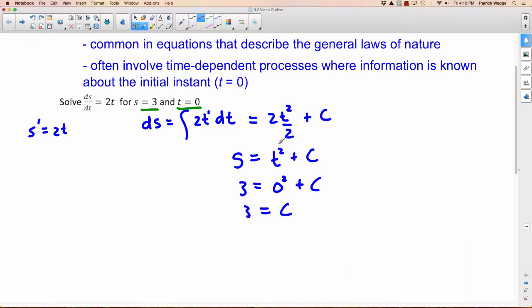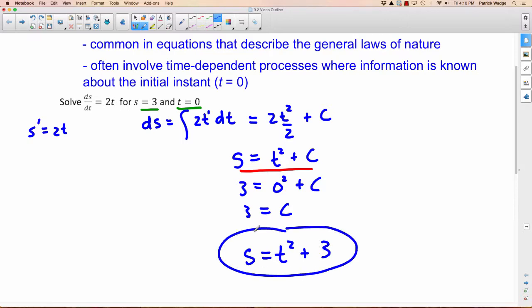So this was great when we figured out the s function like this, but now we can do even better and plug a number into c, which is 3. So our final answer would be s equals t squared plus 3. And that's the idea with differential equations.